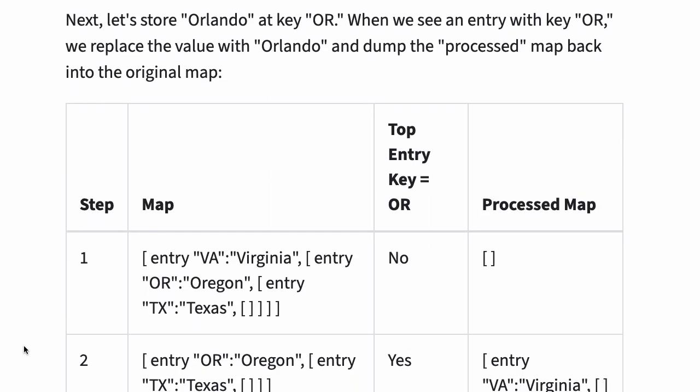Next, let's store Orlando at key OR. When we see an entry with key OR, we replace the value with Orlando and dump the processed map back into the original map.